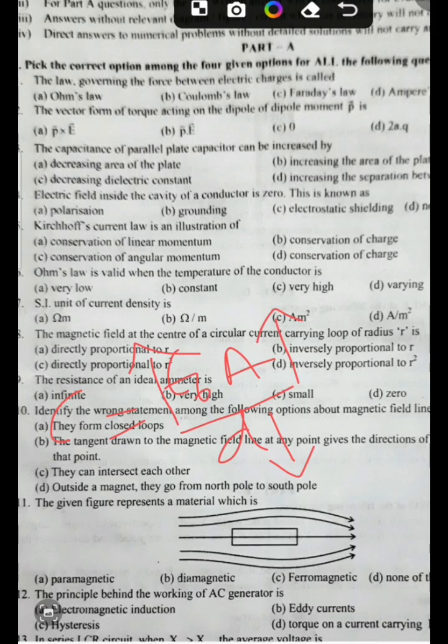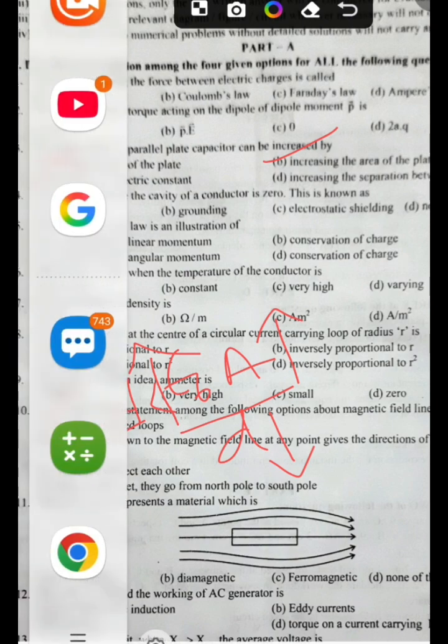See the option A, decreasing the area of the plate. No, it's wrong. Option A is wrong. Second option, increasing the area of the plate. Yes, it's correct. Third, decreasing the dielectric constant. So if dielectric constant decreases, capacitance decreases. So here there is a dielectric constant, right? K epsilon naught A by D is the expression. So therefore, dielectric constant has to be increased. So option C is wrong.